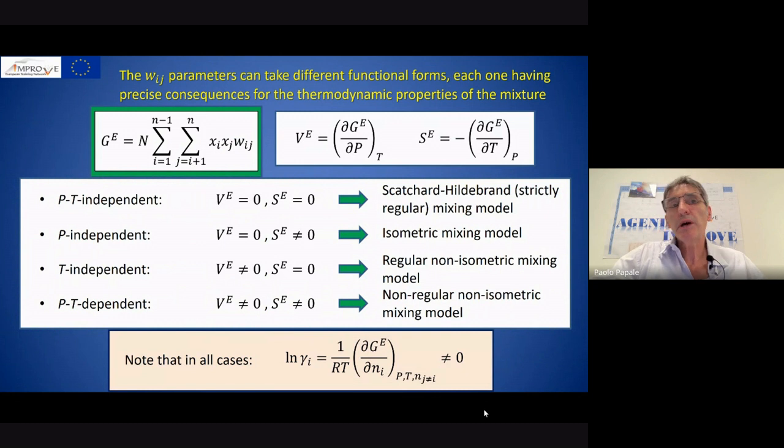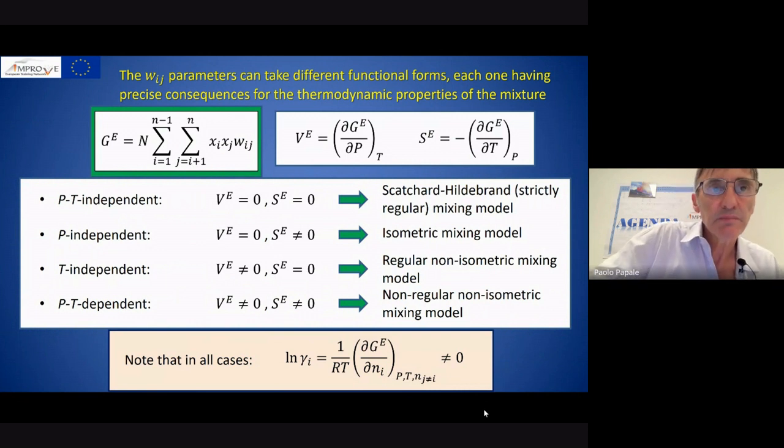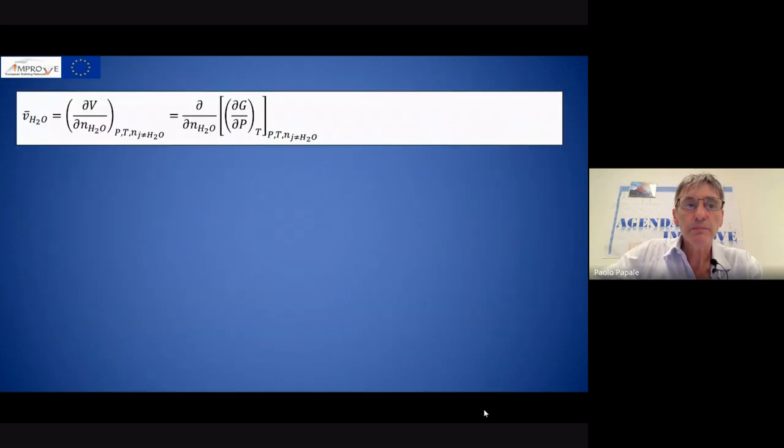We consider the partial molar volume for a generic component i, for example, of volatile components such as water or carbon dioxide. Let's then consider the partial molar volume of the dissolved component water.